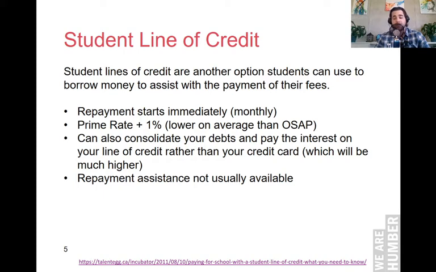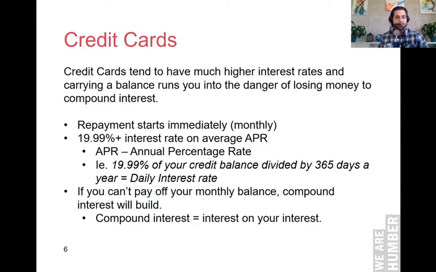You can also get into a little bit more trouble with a student line of credit because they do allow a higher lending amount, so you can take more credit from a student line of credit than you would be able to receive from OSAP. If you don't have that sort of repayment assistance available and you don't have a plan for paying this off, you could find yourself in a bit more trouble. So let's look at credit cards specifically, because typically we all use credit cards.